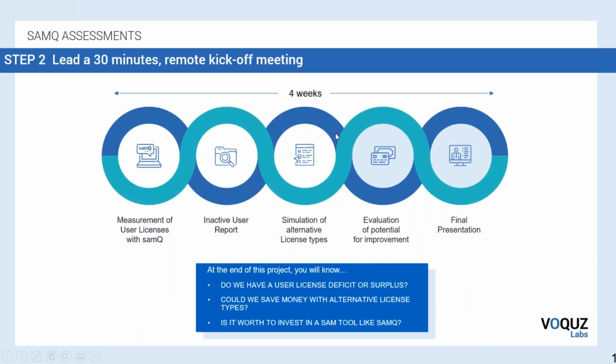Okay, secondly, once you've got the quick license assessment and our assessment planned and ready to go and you agree to it, then it's a 4-week process from a duration perspective. We do the measurement, so we install the SAMQ solution in more or less 2 hours. We then start the measurement of the licenses. We do the inactivity of user reports. We do a simulation of alternative license types as well, to show you what other possibilities are available from a cost perspective. We look at the evaluation for improvements and optimization potential that you have.